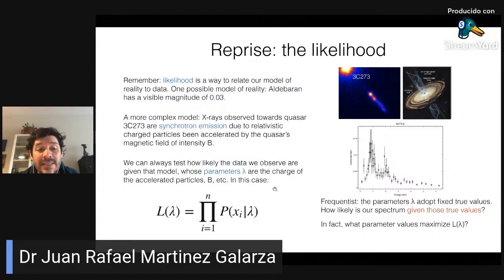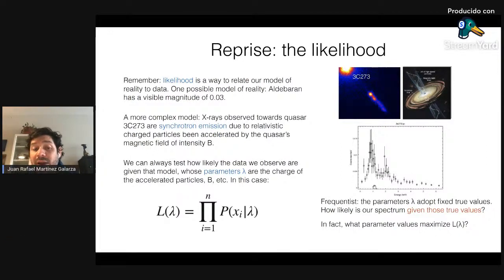And the way we test how likely those data are is by looking at the likelihood. And the likelihood, remember, is just the probability of getting a set of data points given a model that you are assuming, right? So for the frequentist view, the parameters adopt fixed values, and you are asking yourself the question, how likely is it that I will get this particular spectrum if my model of the quasar is this particular model that I described here? So you are asking yourself, how likely is it that I will actually get these data points if my model is correct? In fact, what you're trying to do is find values of lambda that maximize this likelihood.